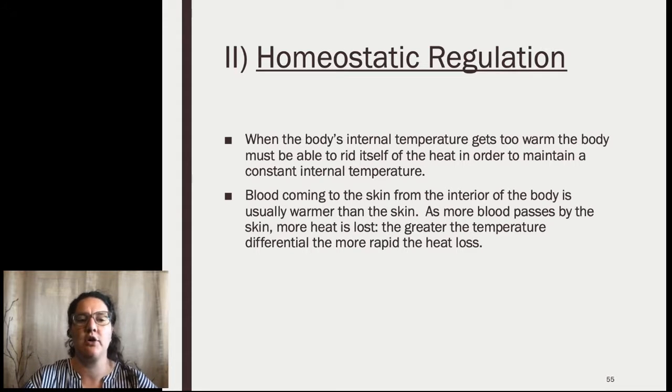Homeostatic regulation occurs when the body's internal temperature gets too warm. The body must be able to rid itself of heat in order to maintain a constant internal temperature. So the body sends more blood to the skin from the muscles, and it dilates the arteries near our skin, allowing more heat to be lost through the skin. The greater the temperature difference, the more rapid the heat loss.